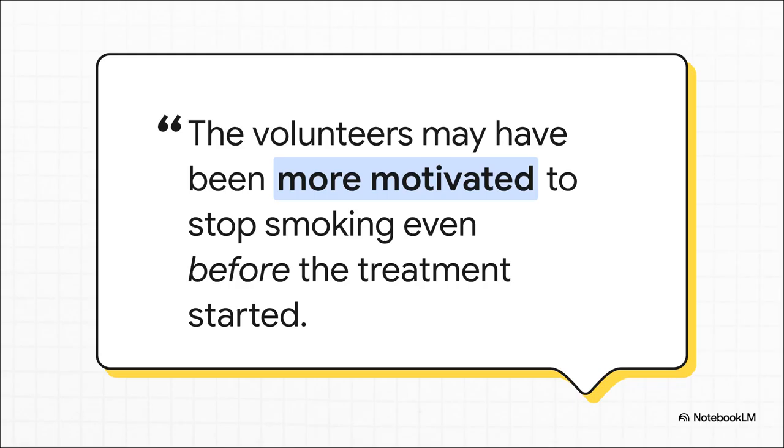Check out this perfect example. Picture a study on a new program to help people quit smoking. Now, if you compare people who volunteered for the program to a group of people who refused to join, well, you're not really comparing the program's effectiveness, are you? You're basically just comparing motivated people to unmotivated people. The volunteers were probably more likely to succeed no matter what. That is selection bias in a nutshell.